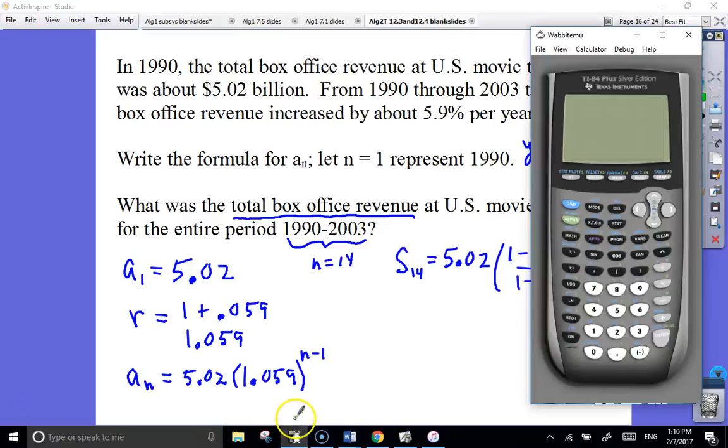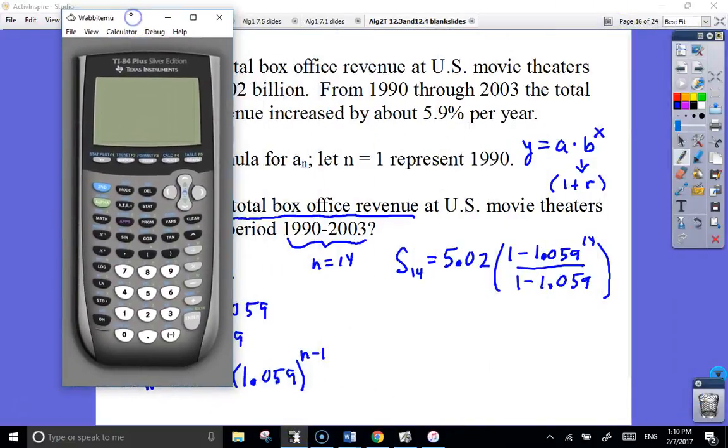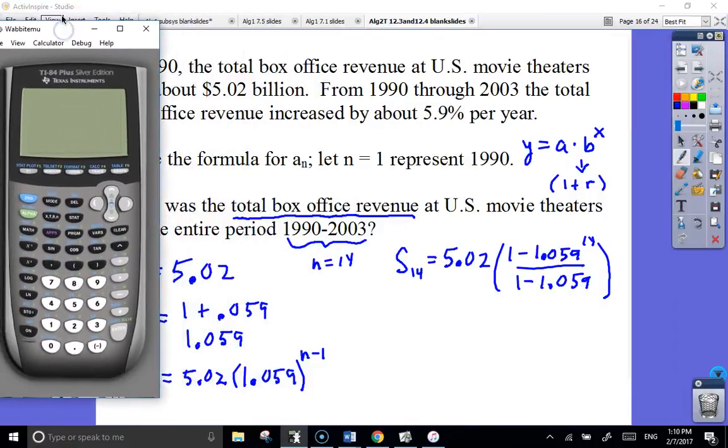Okay, now, calculator time. I mean, no way we're doing that calculation without a calculator. But again, what I'm going to do is let the calculator do this stuff for me. I'm going to just store A, R, and N. So let me restore. My A is 5.02, store alpha A. All right, my R is 1.059, store alpha R. My N is 14, store alpha N.